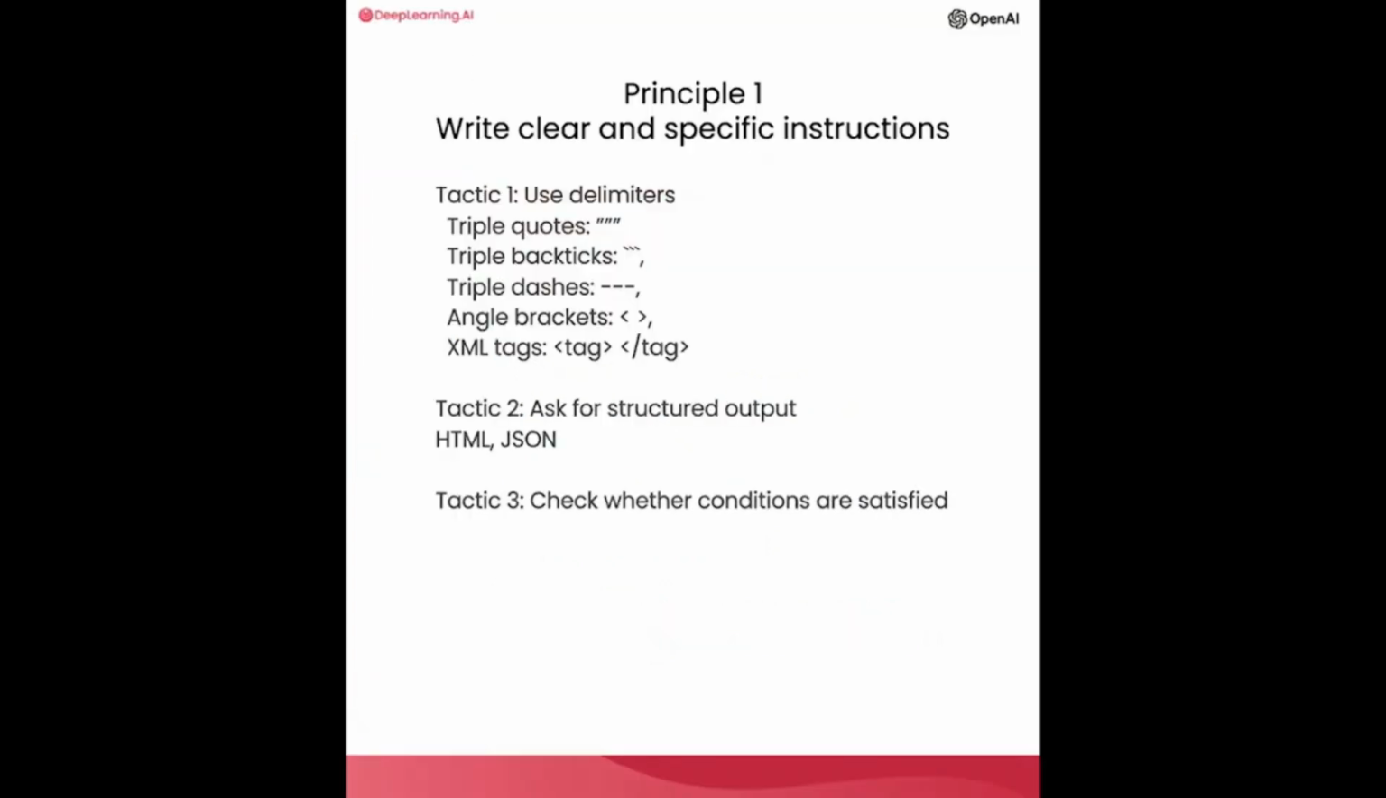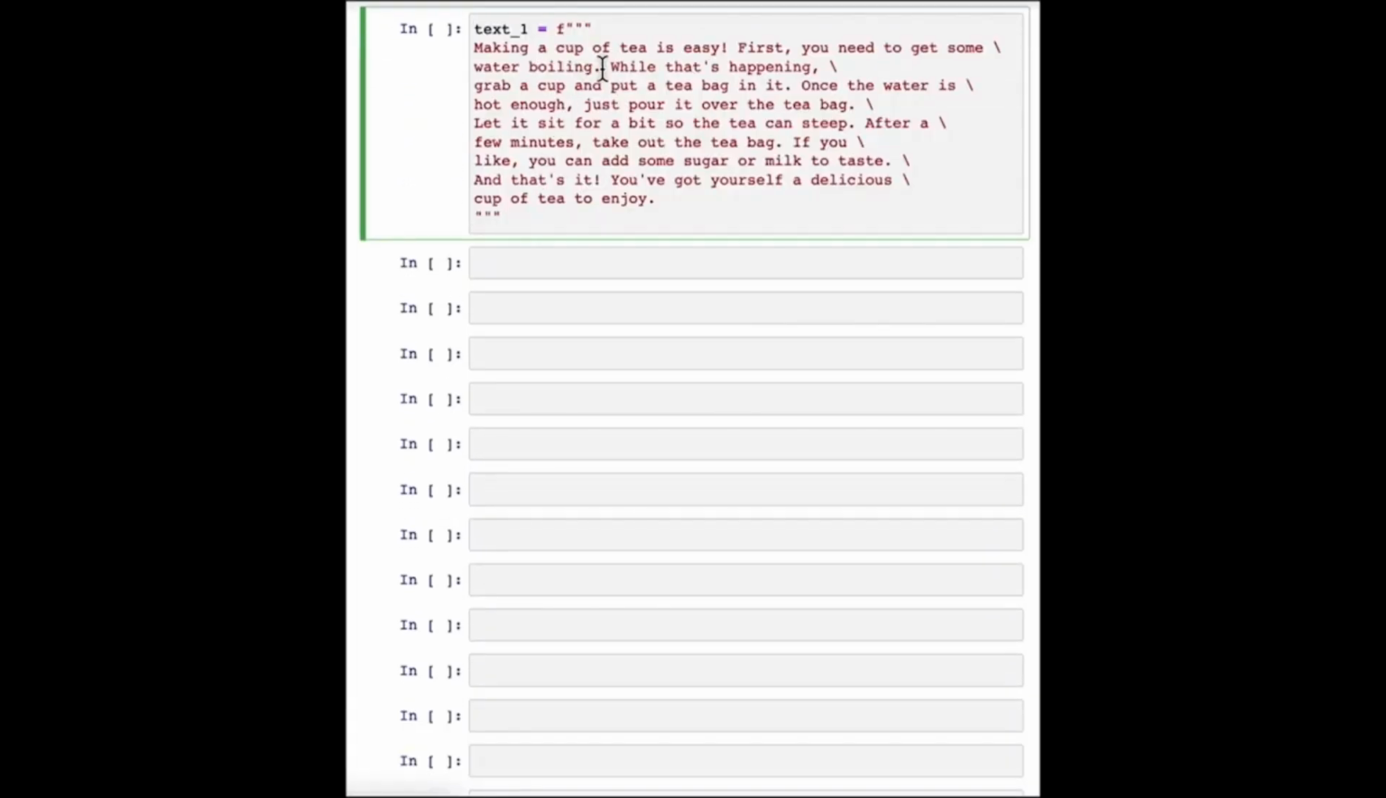The next tactic is to ask the model to check whether conditions are satisfied. If the task makes assumptions that aren't necessarily satisfied, then we can tell the model to check these assumptions first, and if they're not satisfied, indicate this and stop short of a full task completion attempt. You might also consider potential edge cases and how the model should handle them to avoid unexpected errors or results. Now I will copy over a paragraph describing the steps to make a cup of tea. And then I will copy over our prompt.